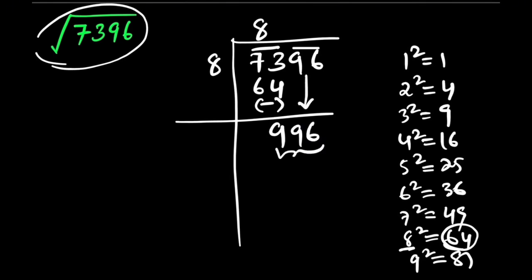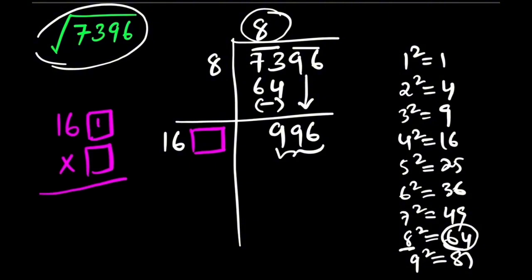Now the new dividend is 996. So let's find what the divisor is here. The divisor is double of this quotient, so 8 times 2, which is 16. Now the next part is to do trial and error. Now there is a one-digit number after 16, and let's find that number. So let's try with 5. 5 times 5 is 25. 2 carry. 5 times 6 is 30 plus 2 is 32. 3 carry. 5 times 1 is 5 plus 3 equals 8.